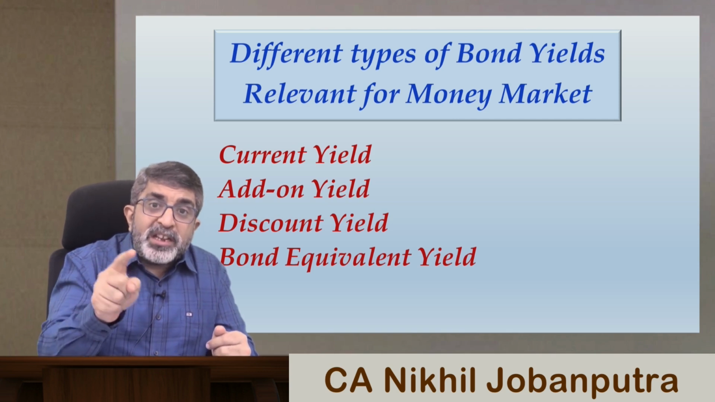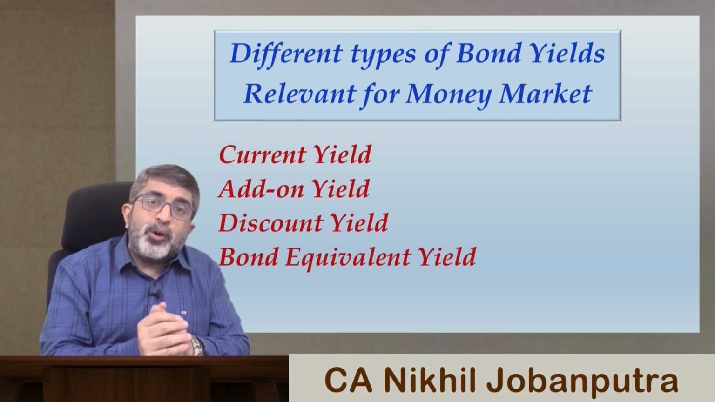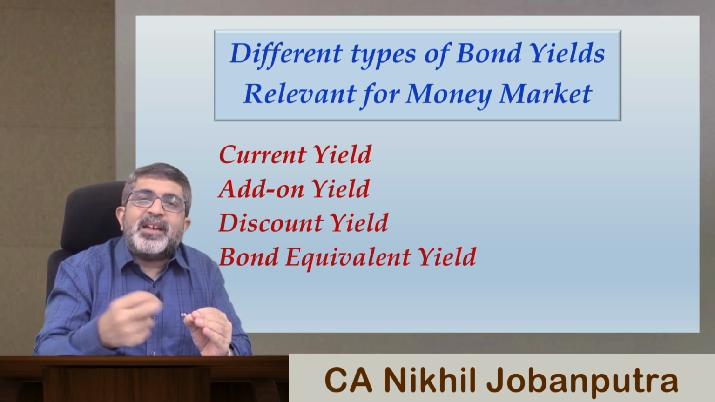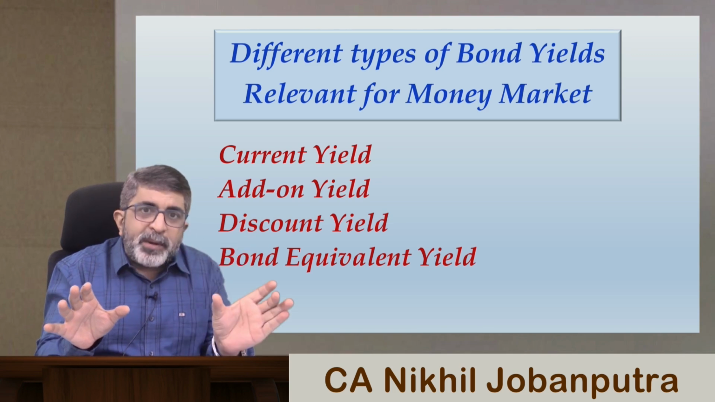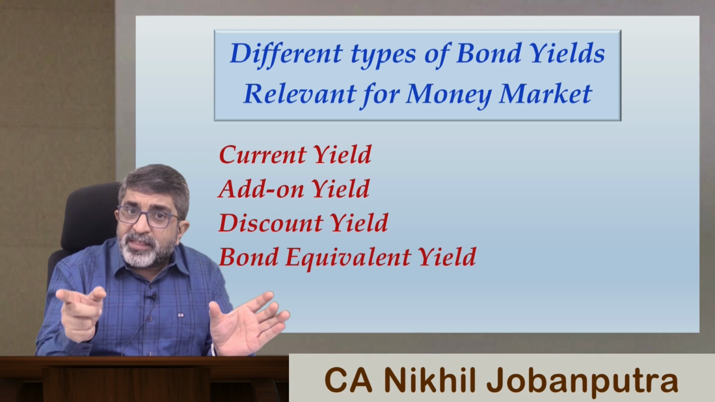So where the discount yield was 2%, the bond equivalent yield was 2.04%. Bond equivalent yield will generally be a little higher as compared to the discount yield. So what do we understand? Market price of that instrument is $980. Par value of the instrument is $1,000.